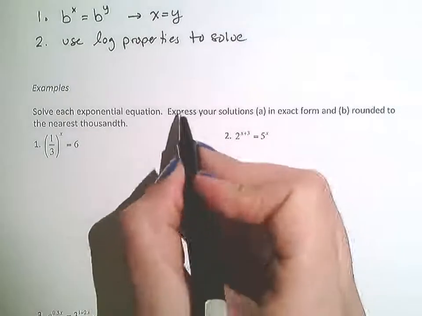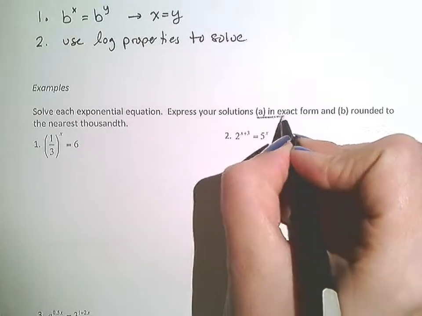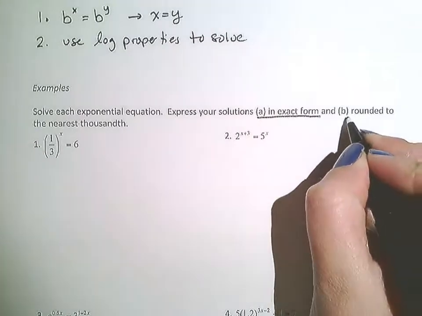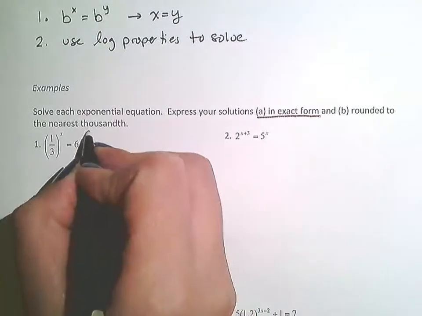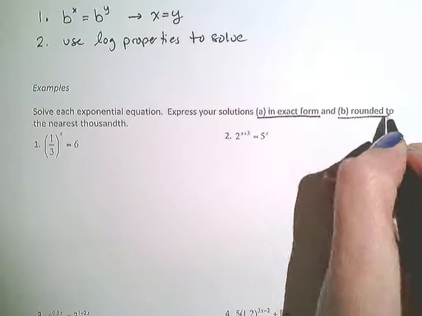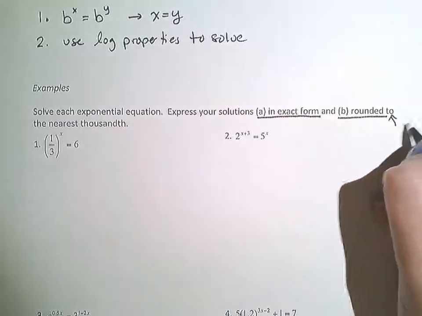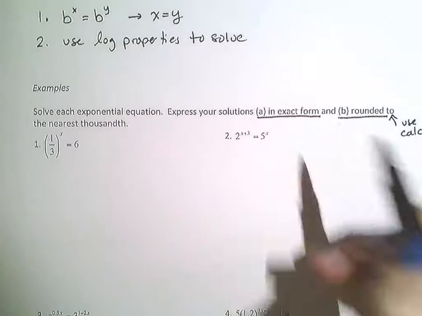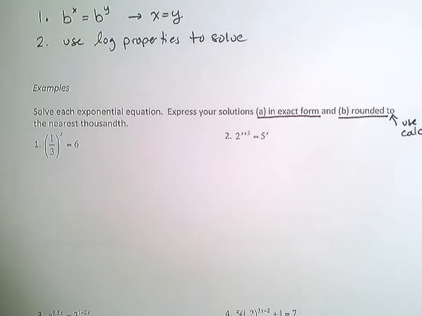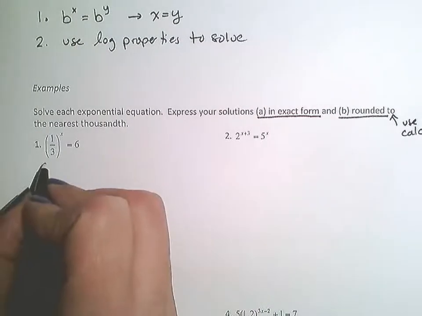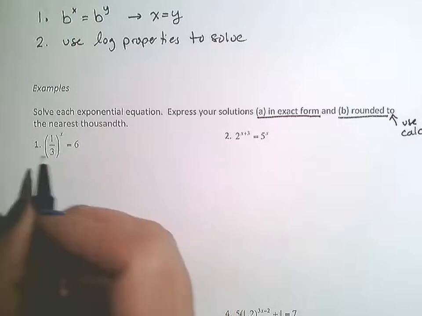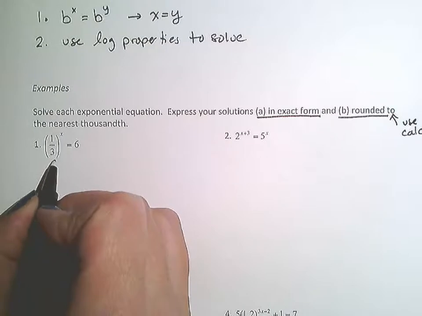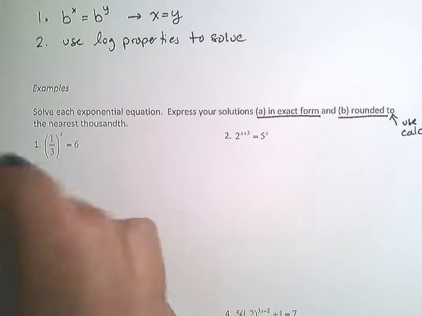Before we move on, this is two parts. First, you have to find the exact form, and then second, you need to round it to the nearest thousandth. So there's two parts in this. This part right here, you're going to use the calculator after you find the exact form. So this will sound a little bit tricky, so stick with me. So basically what I'm going to do is I'm just going to set both of these using ln.